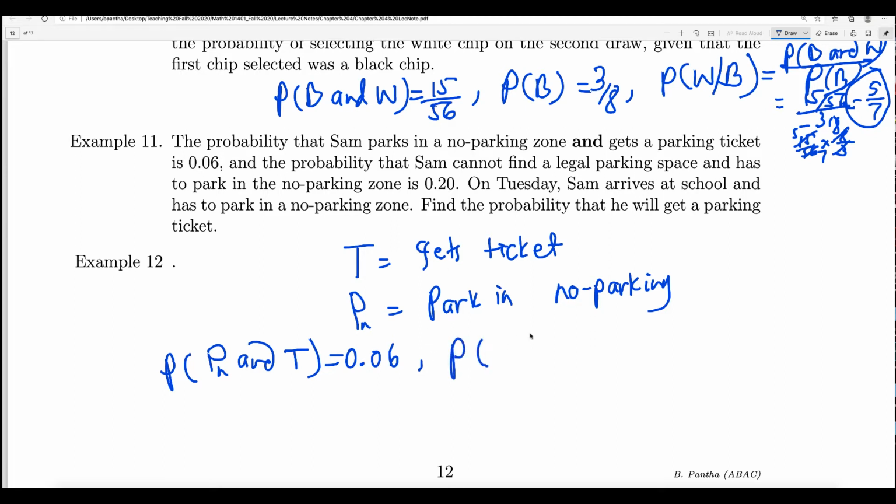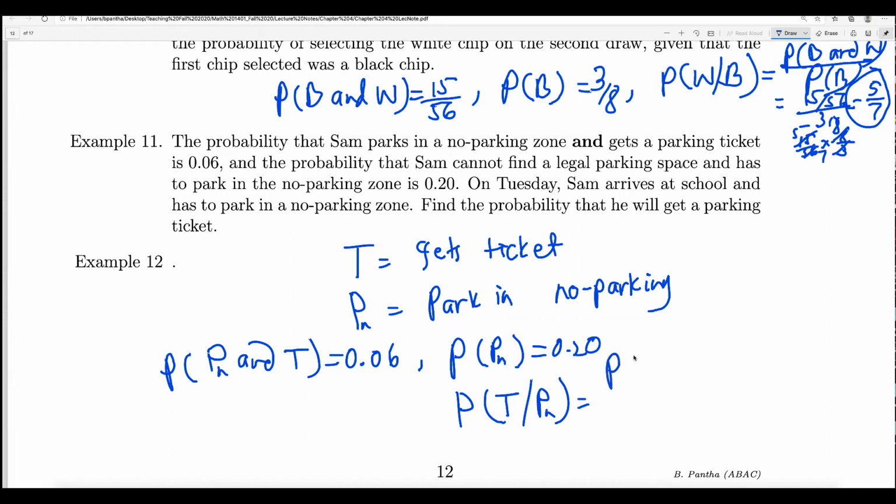So what is the probability that Sam parks in a no parking zone? It is equal to 0.20. Now on Tuesday, Sam arrives at school and has to park in a no parking zone. So Sam is parking in a no parking zone already. Find the probability that he gets the ticket. Find the probability of getting a ticket given that he parks in a no parking zone.